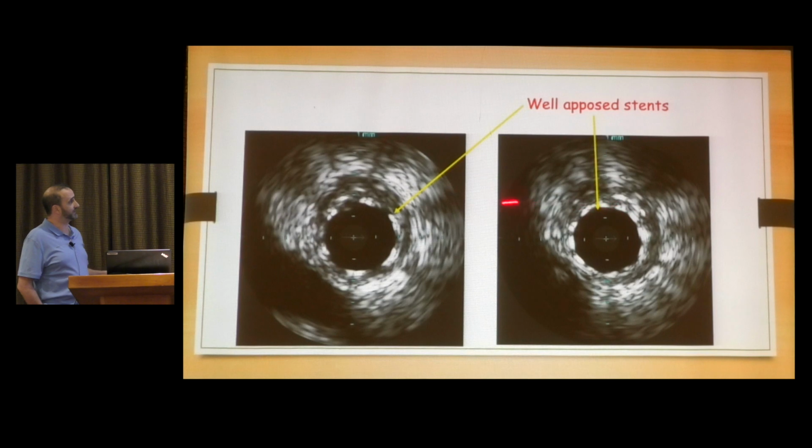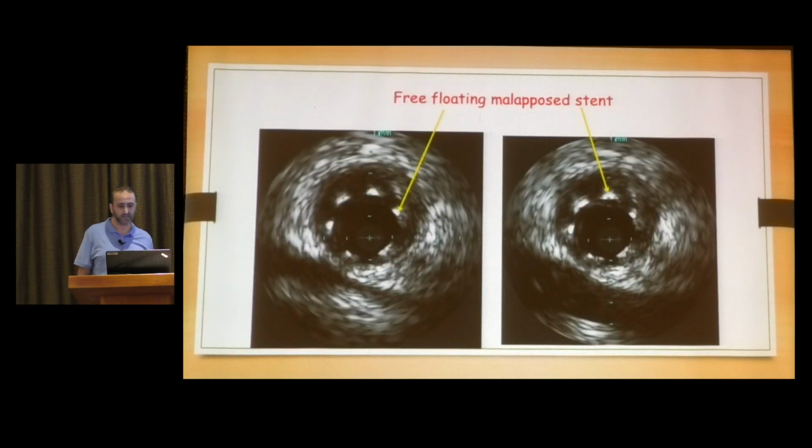Examples. This is a well-apposed stent, especially in this one here. This is one very, very well apposed, but I would say maybe it's a little bit undersized, but it's really touching the wall and it's doing really well. How do we know this is a stent? You can see these struts, the interrupted struts, like a wheel going around here. These are very well apposed struts for the stent.